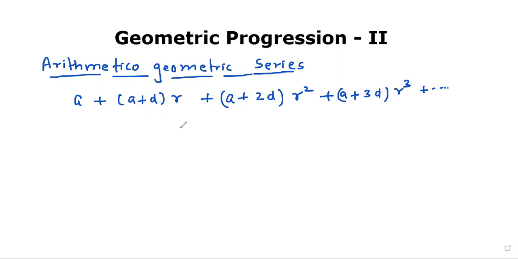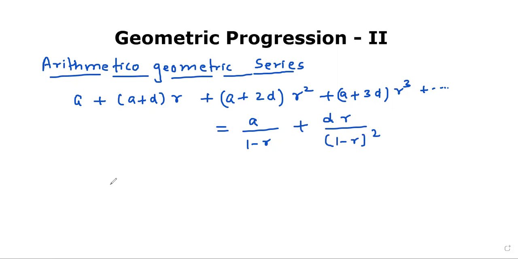So the sum of an arithmetico-geometric series is given by A upon 1 minus R, where R is the common ratio, plus D, which is the common difference of the AP, times R divided by 1 minus R whole square.